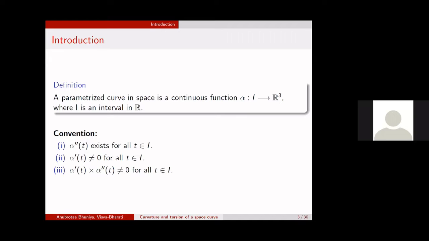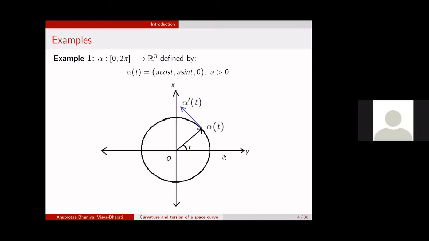In mathematics, if I am given a straight line, how can we get a curve from it? I am taking some conventions. I take the parameterized curve such that alpha double dash t exists for all t belonging to I, alpha dash t is not equal to 0 for all t belonging to I, and alpha dash t cross alpha double dash t is not equal to 0 for all t belonging to I.